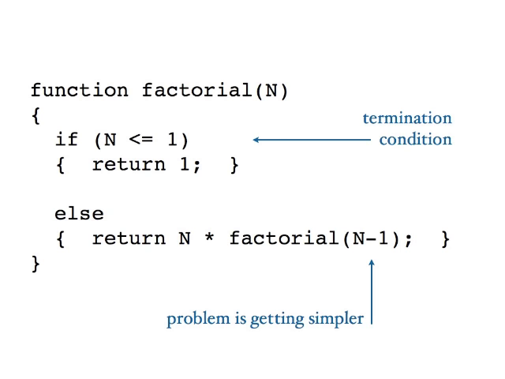Here's a representation of the factorial function written out as an algorithm. We can see at the top the termination condition. In this case, if n is less than or equal to 1, then the factorial function immediately returns with the value 1. Otherwise, as we've already explained, we call the factorial function on a simpler version of the problem. That is, in this case, we subtract 1 from the parameter, and we will return the result of the current value of the parameter multiplied by factorial of n minus 1. So that's our recursive call on the simpler version of the problem.